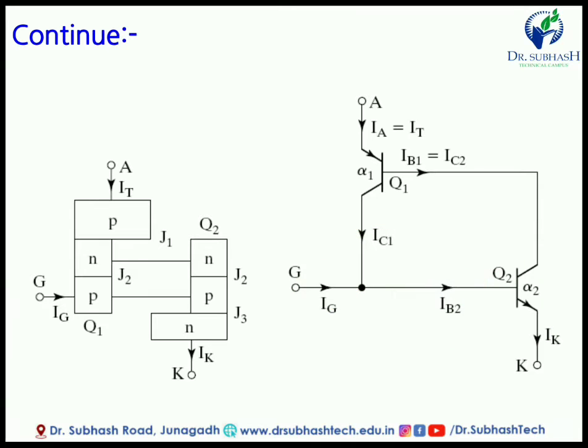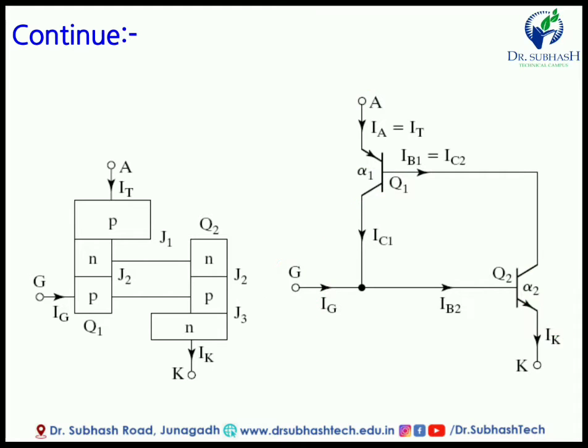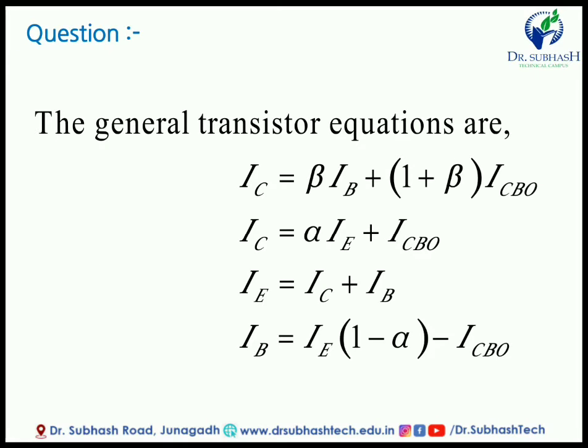So in equation form, here alpha 1 is the current gain of transistor 1 and alpha 2 is the current gain of transistor 2, meaning the total gain of this SCR is a mixing of alpha 1 and alpha 2. So with anode, gate and cathode, according to these terminal names, we have to design our current characteristic of this two transistor model. Now in the general transistor equation, we already know IC is equal to beta IB plus (1 plus beta) ICBO. This equation is from the general equation of a transistor.